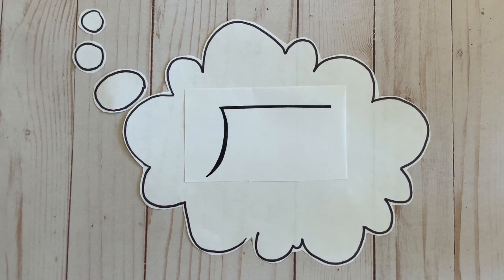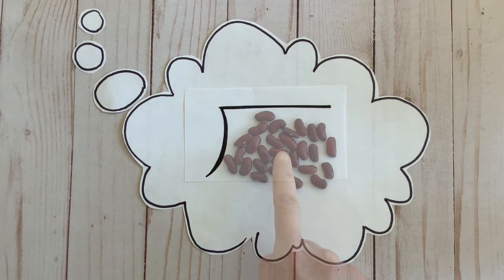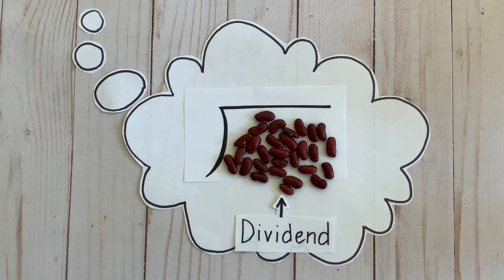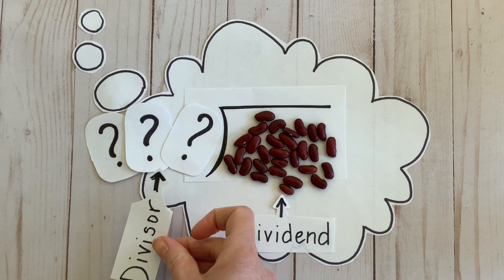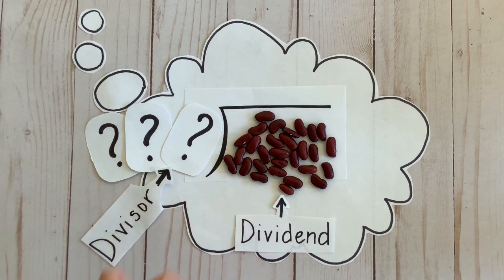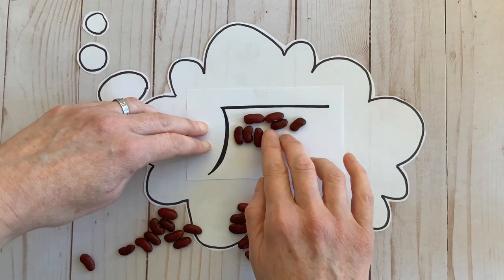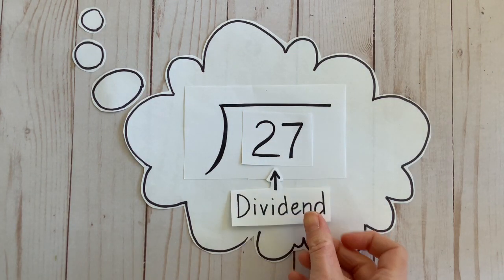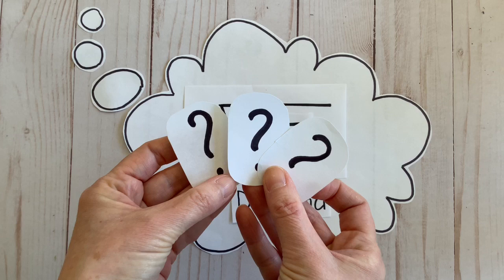Now let's take a look at how you use a division bracket. The dividend, or the amount to be divided, goes under the bracket. The divisor is written to the left of the bracket. Only when you're writing an equation, you use numerals to represent the dividend and divisor, like this.